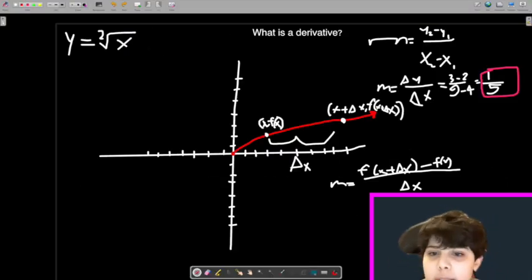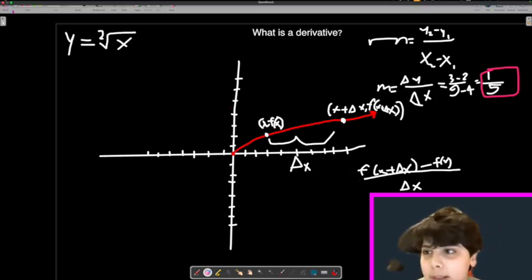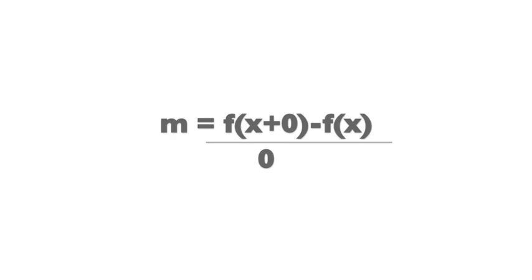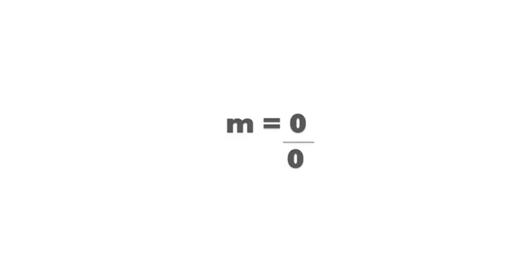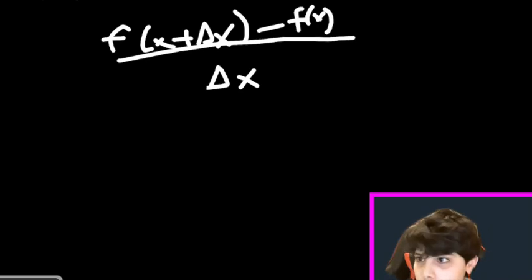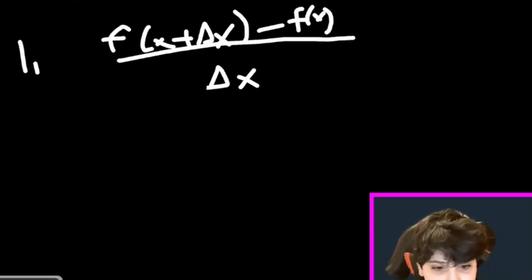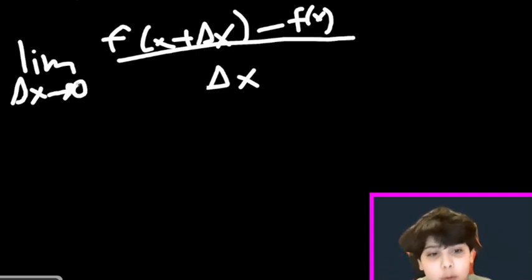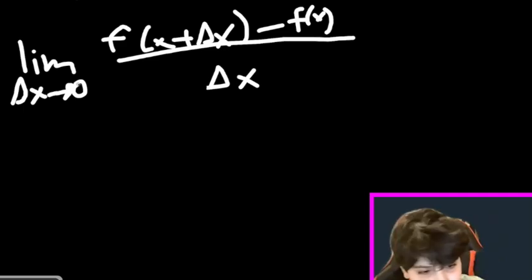Now, this just gives the average slope, but what if we wanted to make delta x equal to 0? If we try that, we get f(x plus 0) minus f(x), which is f(x) minus f(x), which is 0 divided by 0. And 0 divided by 0 is a big mathematical no-no. But what we can do is take the limit. This is where limits come in. We take the limit as delta x approaches 0. So now we don't make it equal to 0, we keep bringing it ever closer to 0.